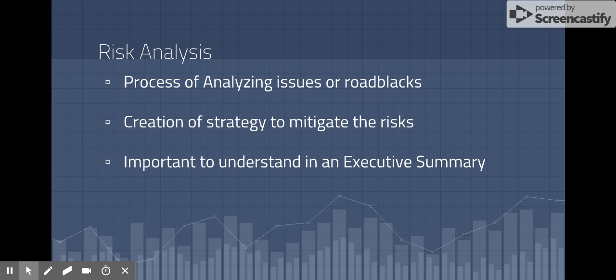Now, we have the risk analysis. This is when there's a process of analyzing issues or roadblocks and the creation of strategy to mitigate the risks. It is important to understand in an executive summary.